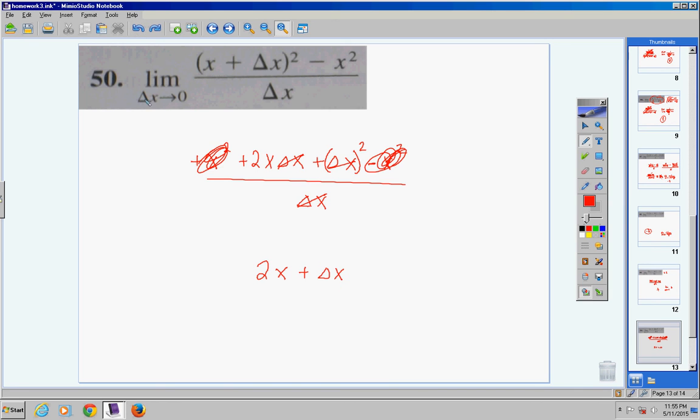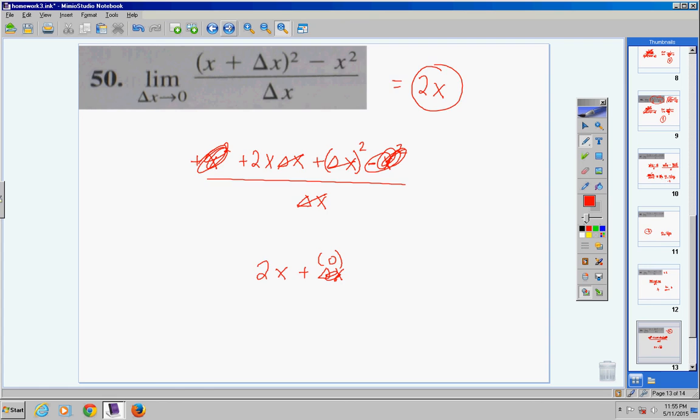Now, what are we putting in for delta x? 0. So where delta x is right here, we're going to put 0. So we have 2x plus 0, which is 2x. So the derivative, the limit of this expression here as delta x approaches 0, is simply 2x plus 0, 2x. So your answer was not an actual number. It was actually an algebra expression, okay? Alright, one more and we will be finished.